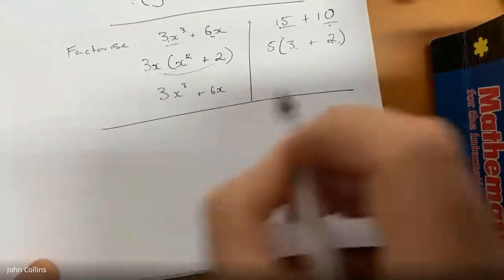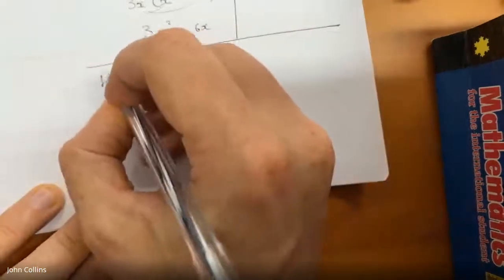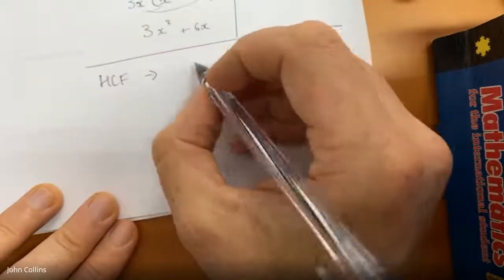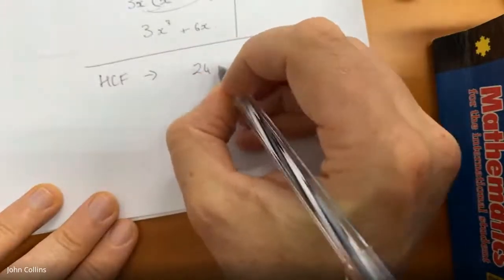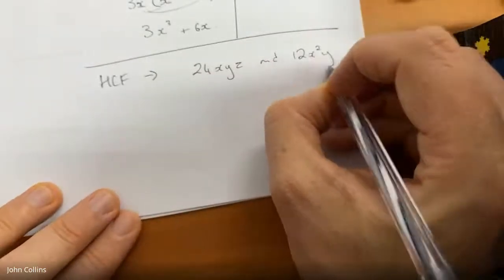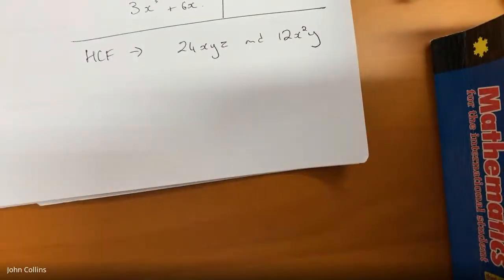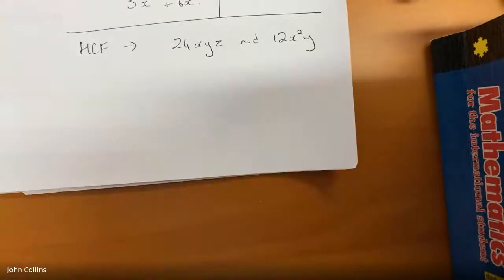So let's do highest common factors in the chat. I'm going to give you 2 things and type in the chat. Let's see if we can get this fastest. I'm just looking for the highest common factor of 2 things: 24xyz and 12x squared y. What would be the highest common factor of these 2? Type in the chat.